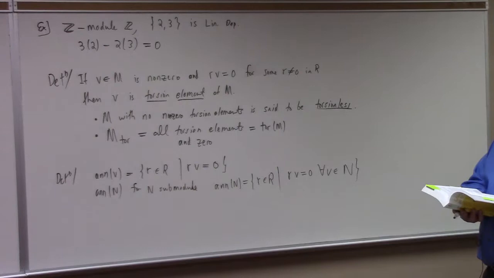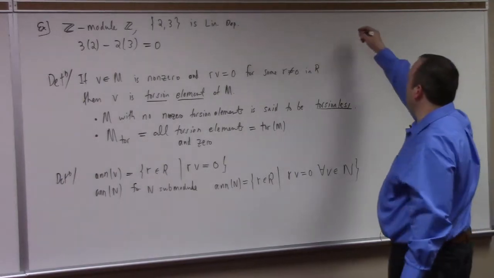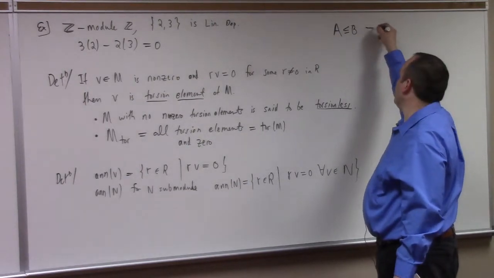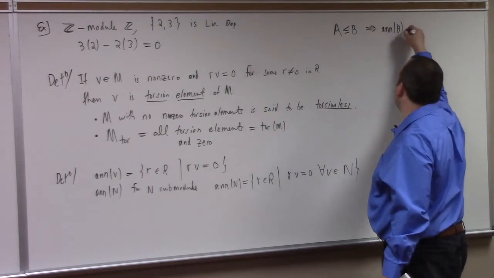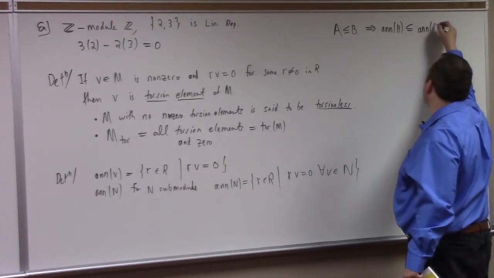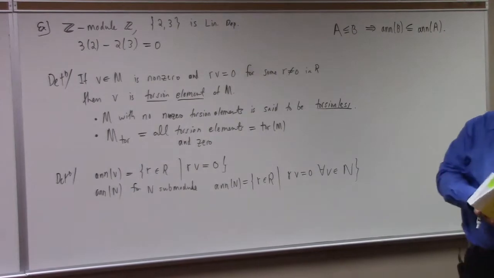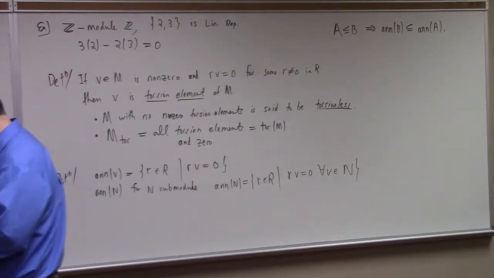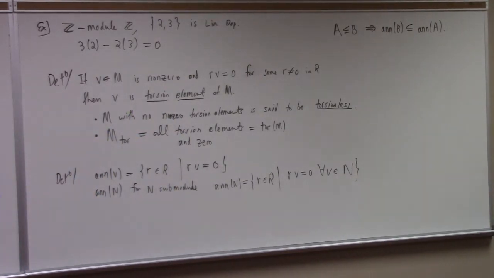He says annihilators are also called order ideals. They have this pesky inclusion. This is a problem you may have recalled doing in linear algebra. It's still true here. If A is a submodule of B, that implies that the annihilator of B is contained in the annihilator of A. He says, let M be a finitely generated module over an integral domain R. Assume that each of its generators is torsion, that is, that there's a non-zero a sub i in the annihilator of u sub i.